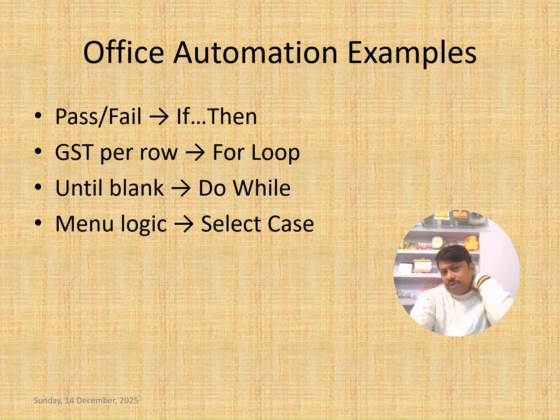Office automation examples we will discuss. For example, an institution gives the result, print out the result, pass or fail. That is a condition, If Then. GST per row, For loop actually, my mistake, until blank, जब तक कोई चीज खाली ना हो जाए, खत्म ना हो जाए, Do While, तब तक करते रहो.